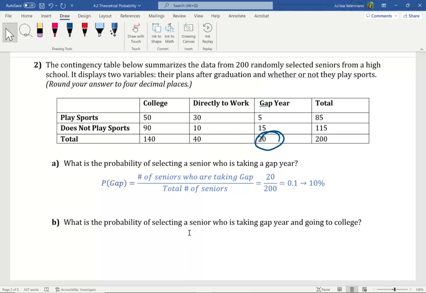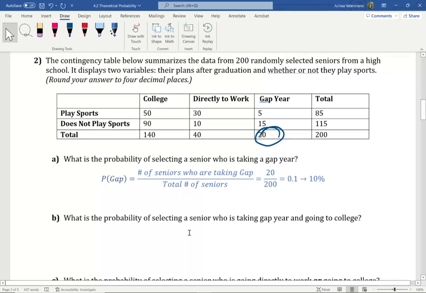One thing that I want to emphasize here is that we are taking the number of outcomes in the event space divided by the number of outcomes in the sample space. Let's go ahead and look at part B.